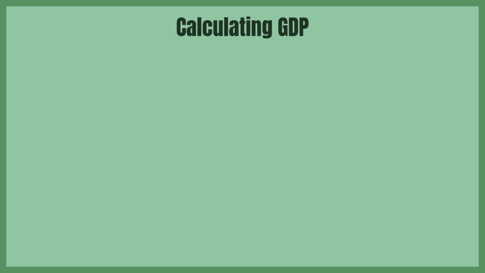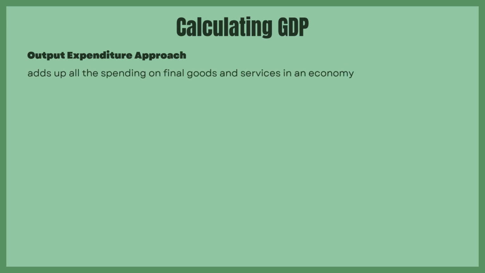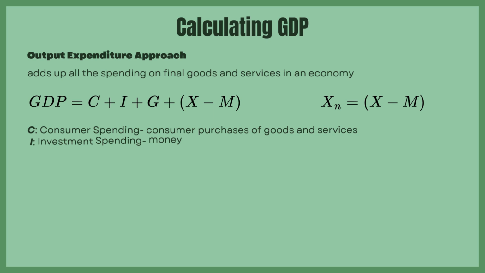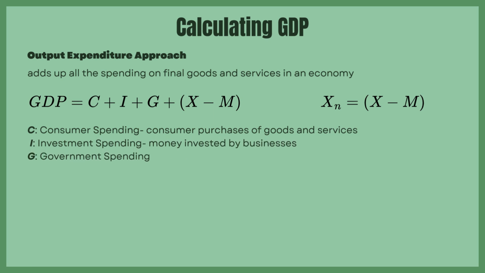The most important method is the output expenditure approach, which adds up all the spending on final goods and services in an economy. The equation for the expenditure approach is GDP equals C plus I plus G plus X minus M. X minus M can also be written as X sub N. This approach adds up consumer spending on goods and services, investment spending which is spending by businesses, government spending, and net exports which is spending by other countries. Net exports is just exports minus imports.